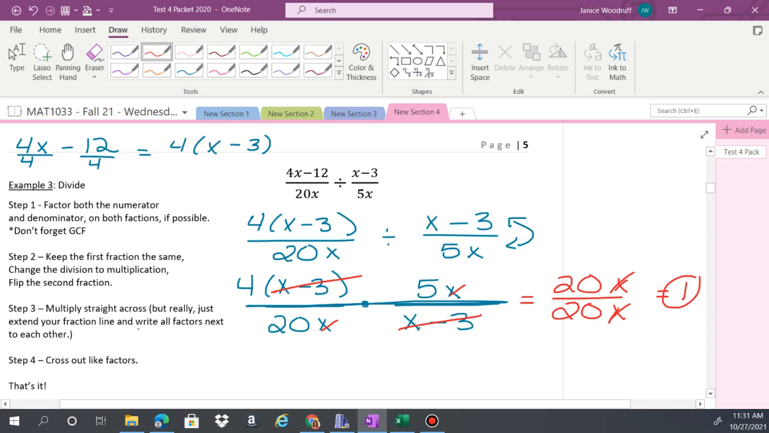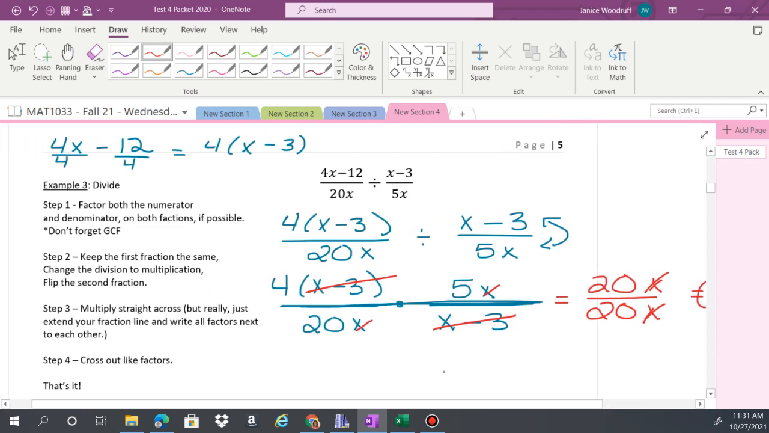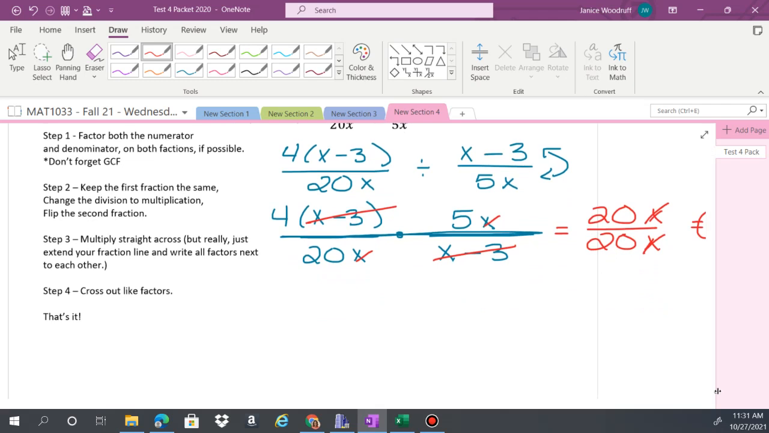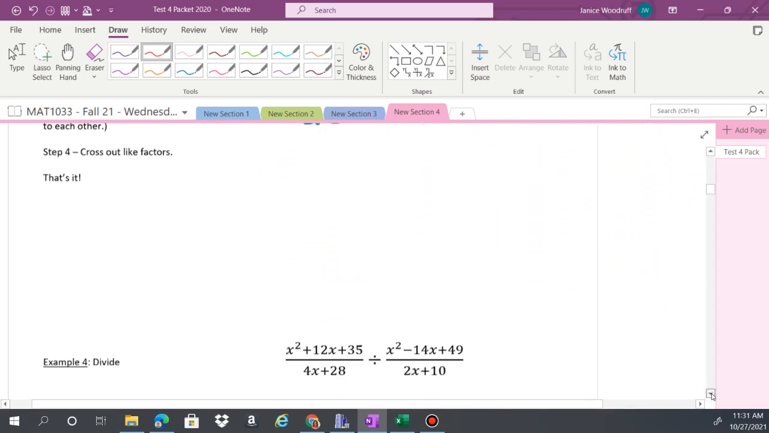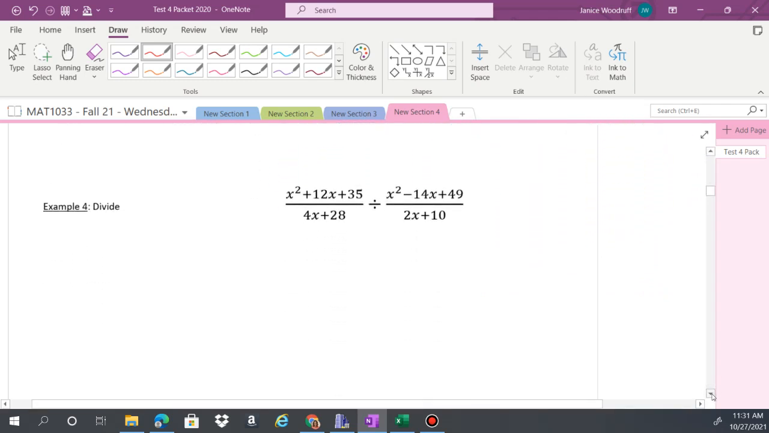Okay, let's take a look at another example of division. Okay, so that one copied. All right, so you have x squared plus 12x plus 35. So let's set up our parentheses. Put our x's in. What's going to multiply to 35 and add to 12? 5 and 7. X plus 5, x plus 7.